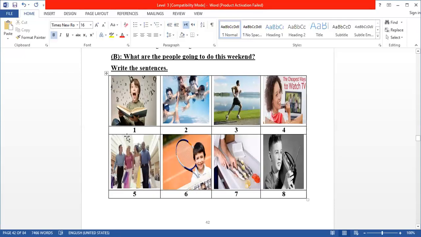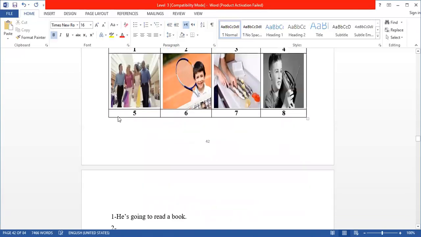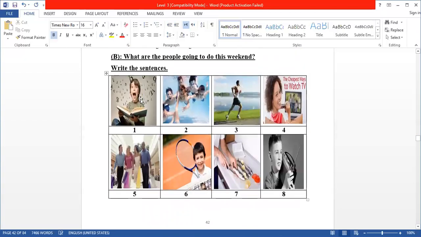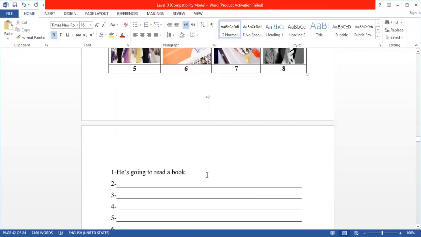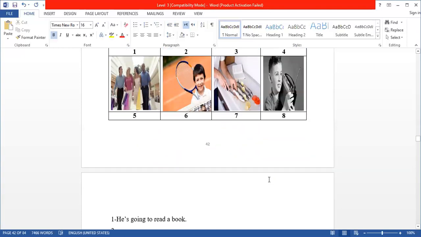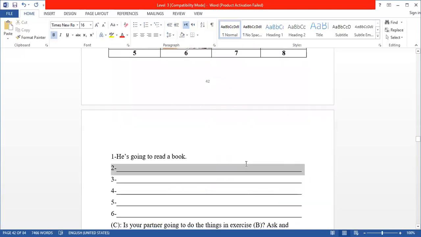Write the sentences. Sentence number one, as you see here, he's going to read a book. Number two: They are swimming. They are going to swim.